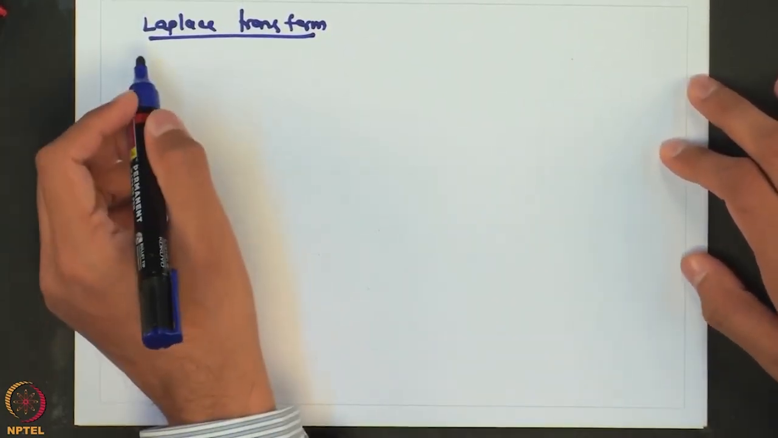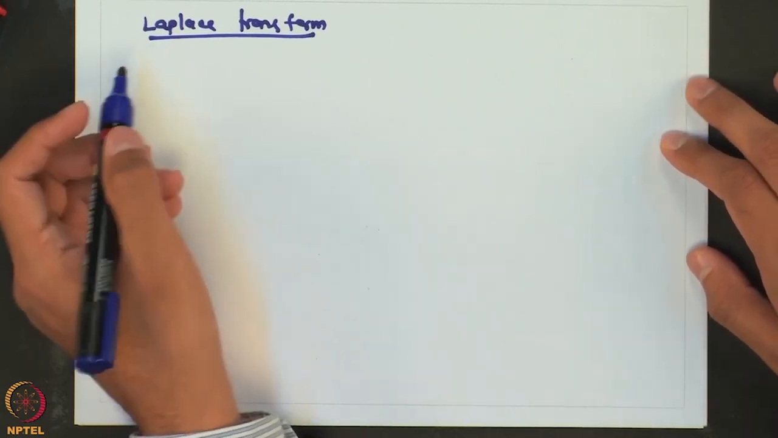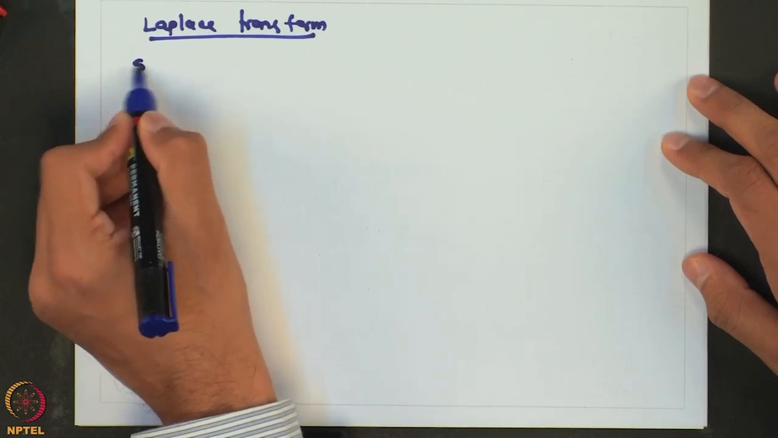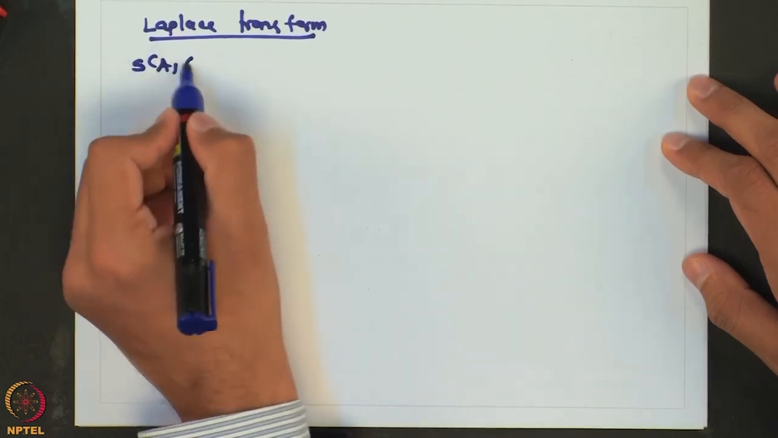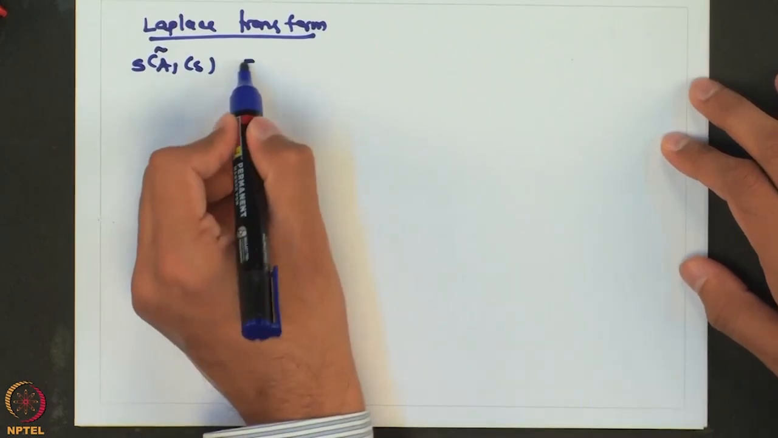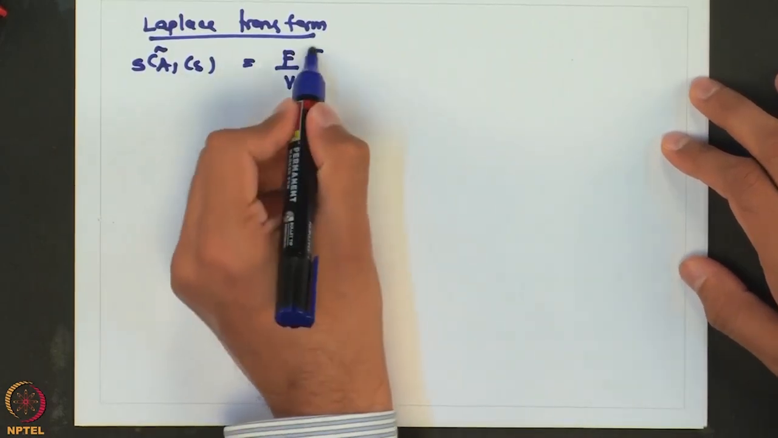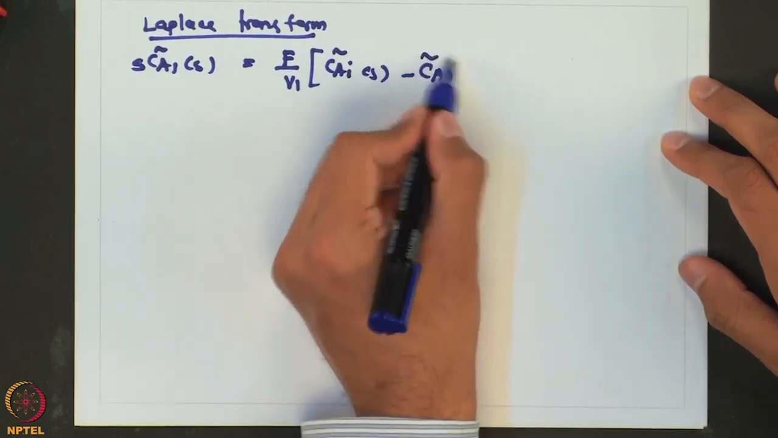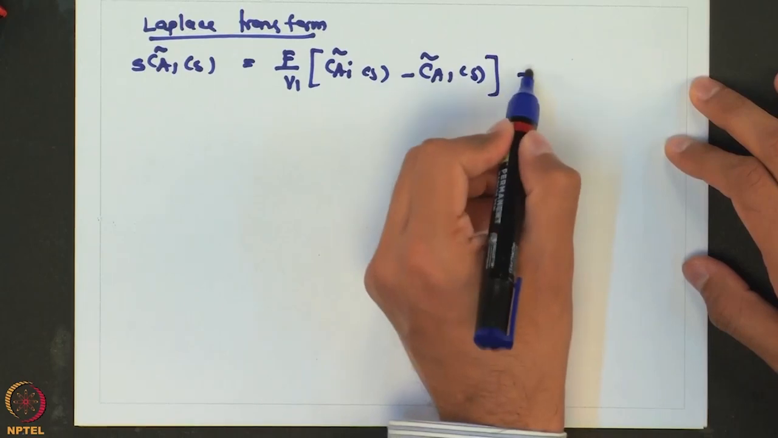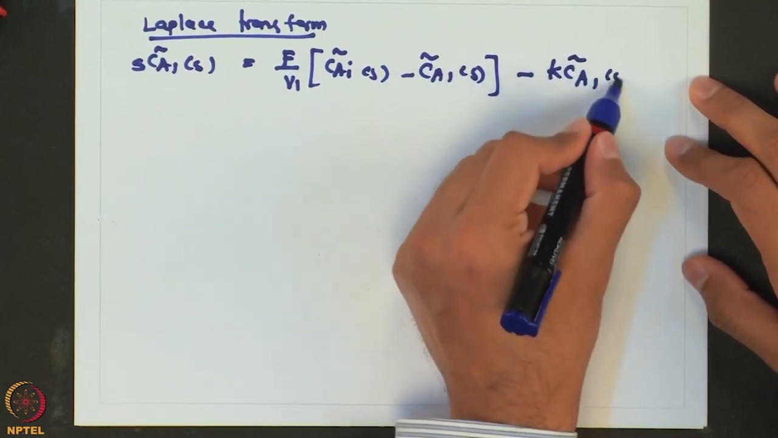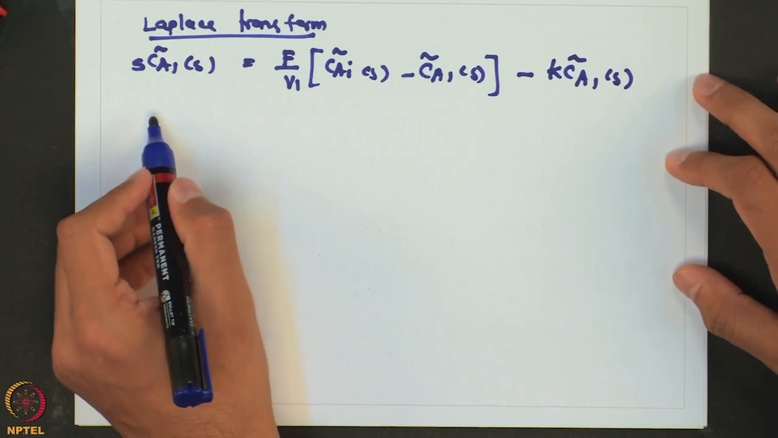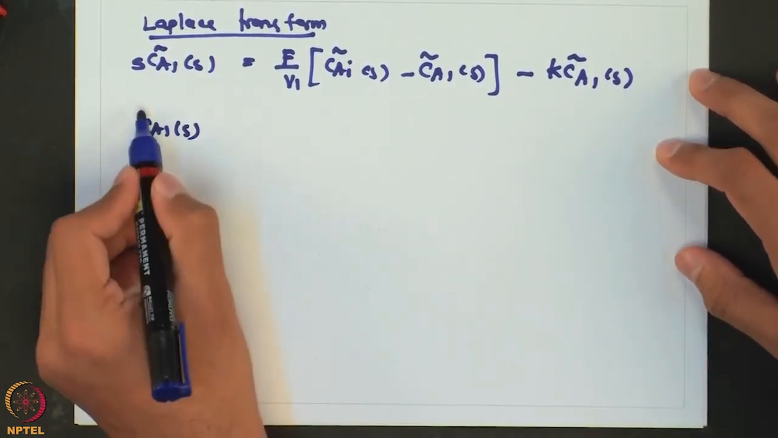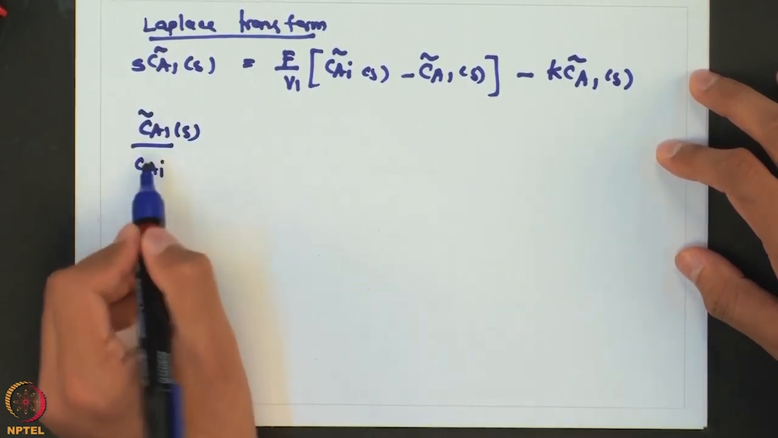So, Laplace transform, and as we are working with deviation variables, we do not have to worry about the initial condition. So, we will have S CA1 Laplace is equal to F over V1 times CAI S minus CA1 S, minus K CA1 S, which we can write as CA1 S over CAI S.